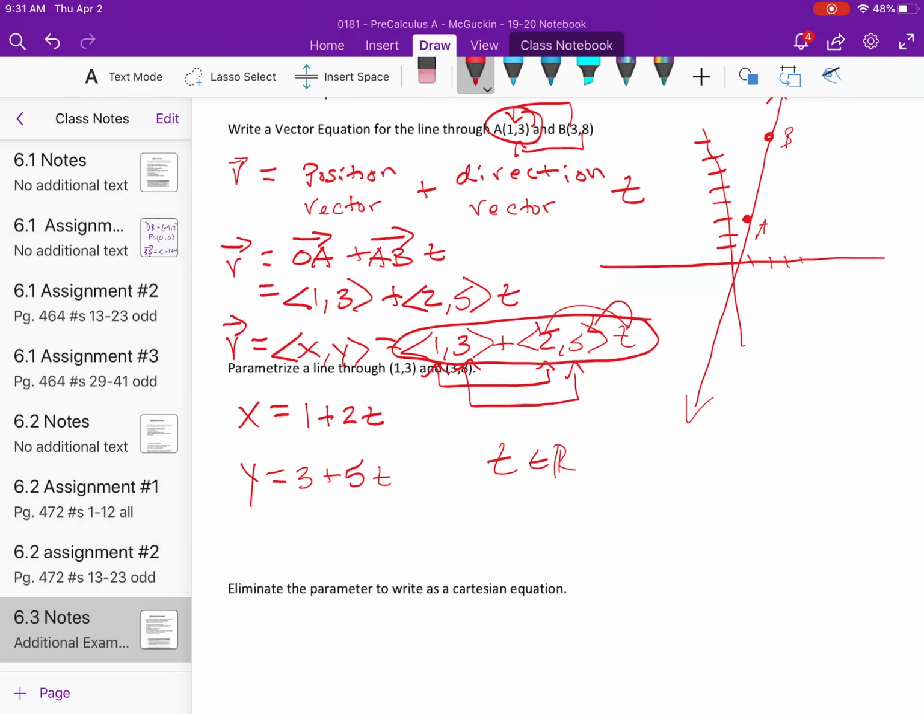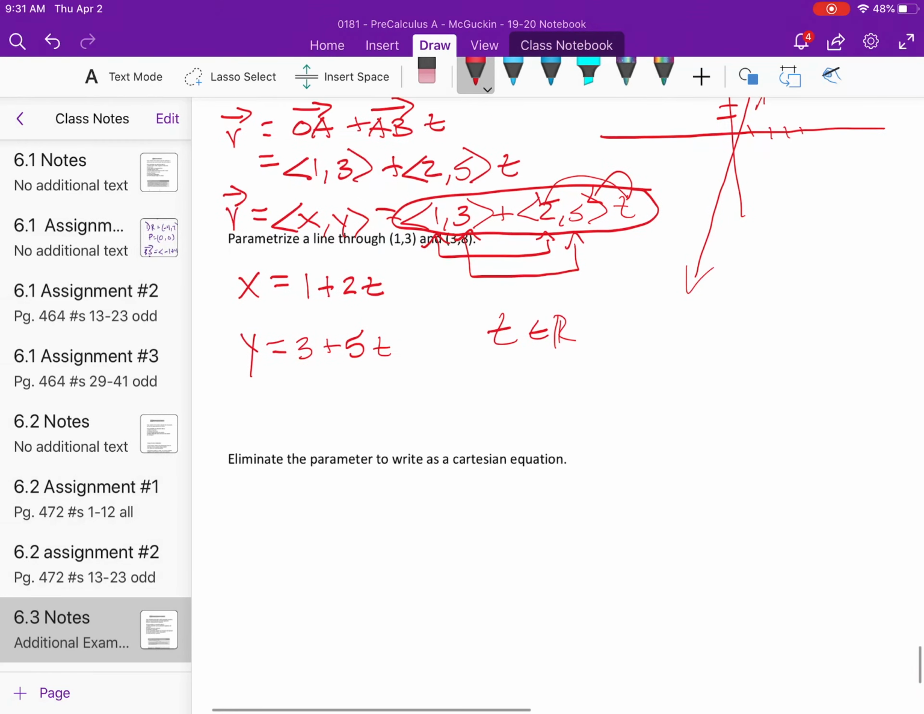And then the question is, what are the boundaries of t? Well, in this case, t is going to be all real numbers, because it's a line. It's going to go off into infinity in both directions. And then the last thing that I want to talk about in this example is, what if you want to completely eliminate the parameter and write it as a normal Cartesian equation?